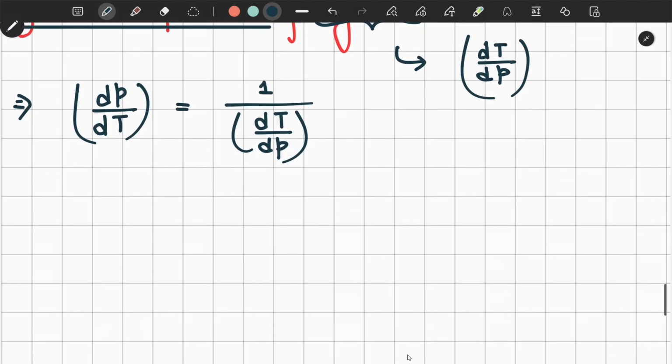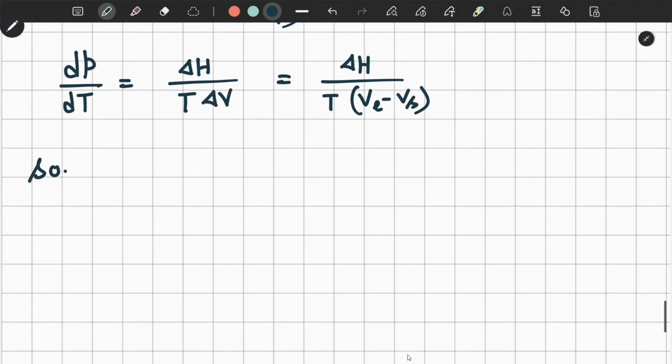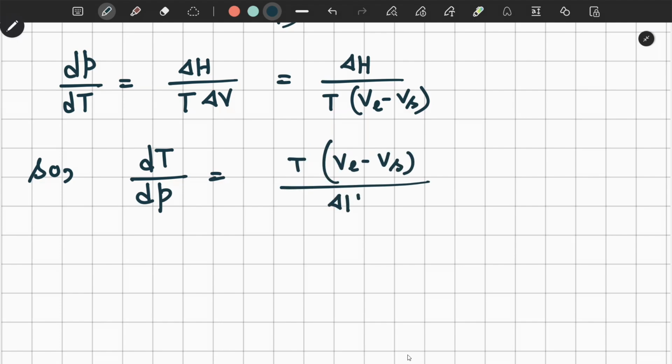So first you have to calculate dP/dT. What will be dP/dT? It is just delta H by T delta V, and this is a solid-liquid transition, so it will be V liquid minus V solid. So dT/dP will be just the reverse of this one.